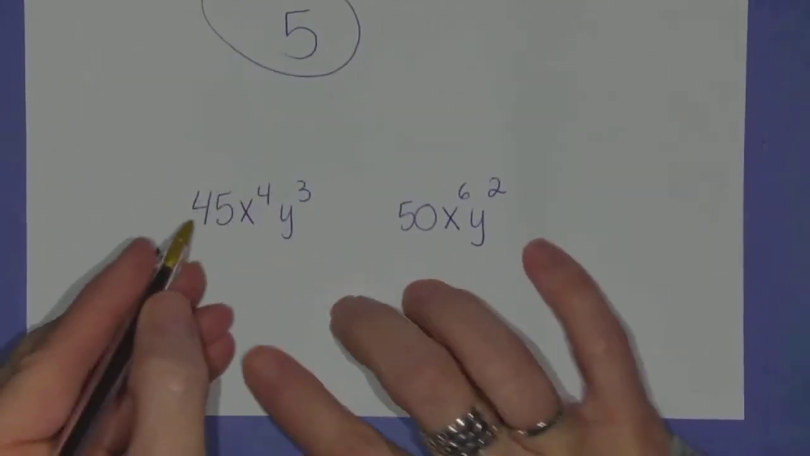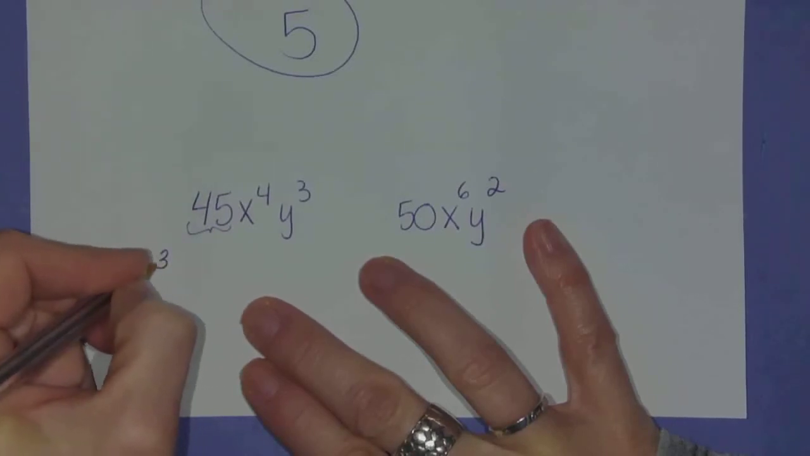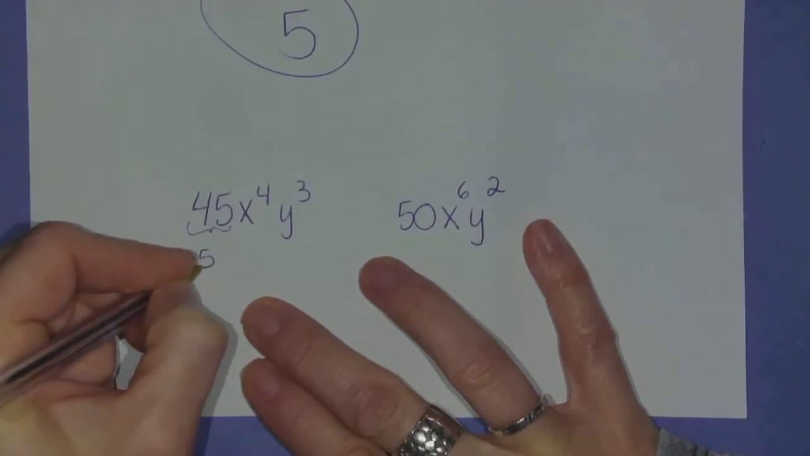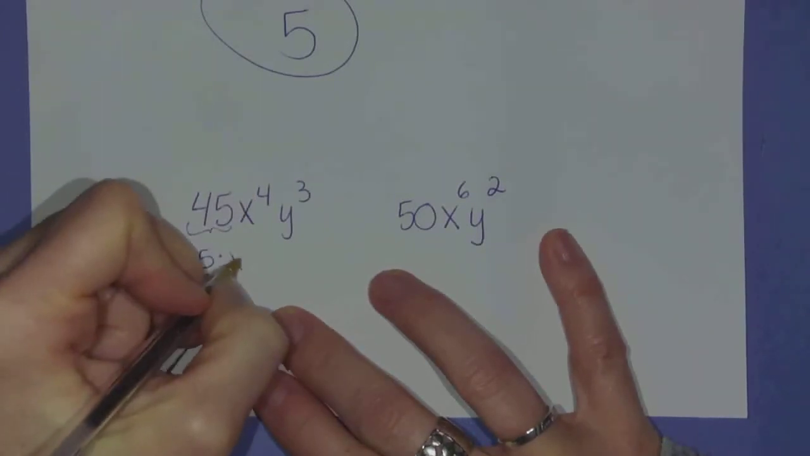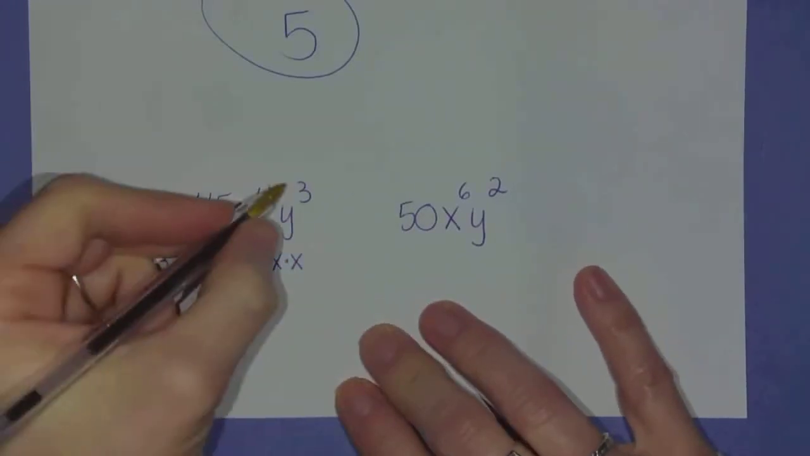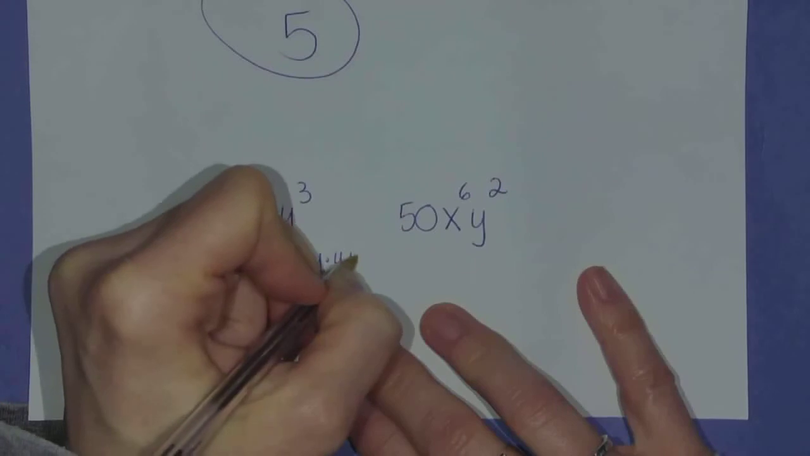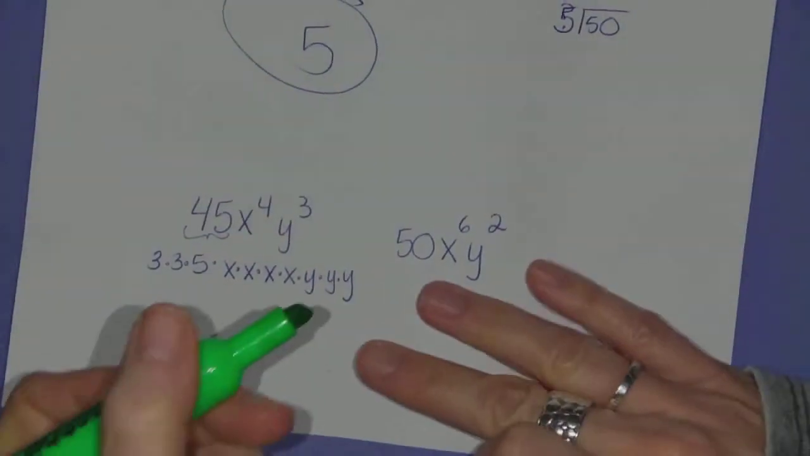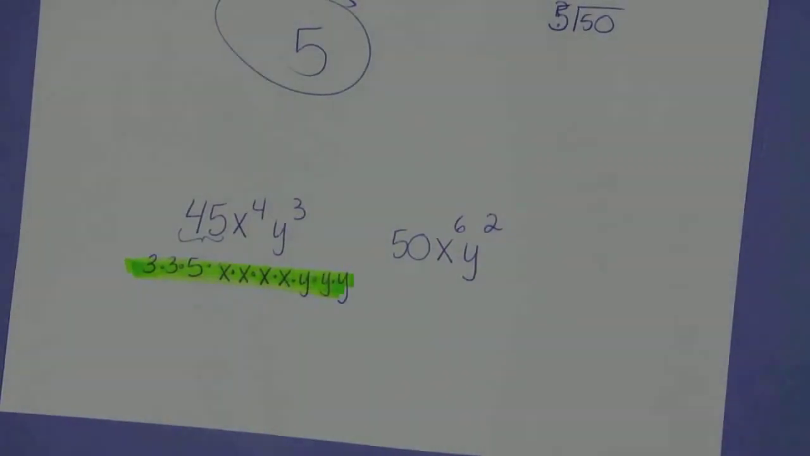And now what I'm going to do is I already know my 45 is 3 times 3 times 5 from up above, but I'm going to keep going. X to the 4th means X times X times X times X, and Y to the 3rd is Y times Y times Y. So there is the first monomial broken all the way down.